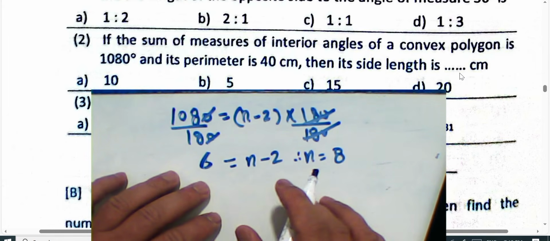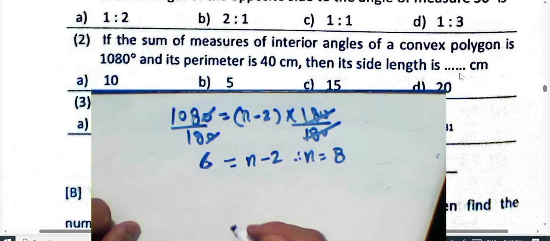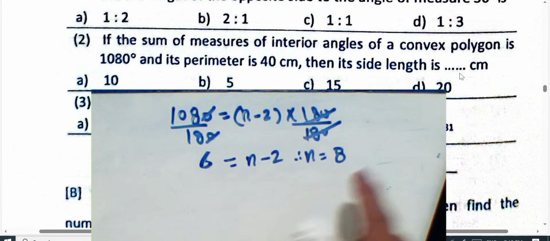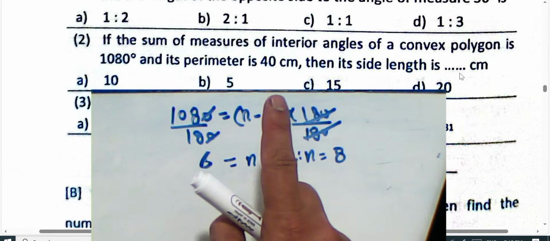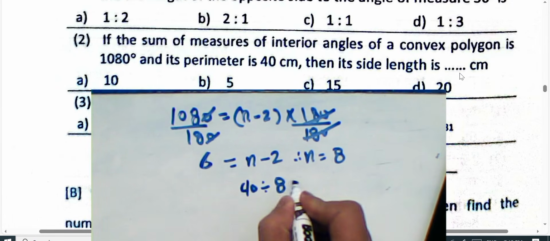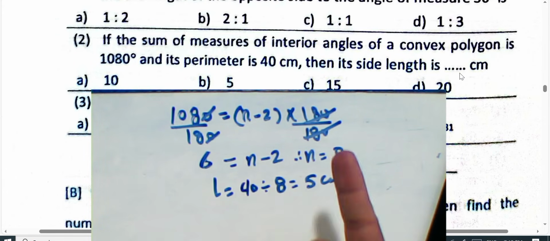Now we know the number of sides. He gave me the perimeter equal to 40. We can find the length of one side: 40 divided by 8, because we have 8 sides and the sum of the 8 sides equals 40. Then the length of each one will be 40 divided by 8, which equals 5 centimeters. The length of one side equals 5 centimeters, by dividing the perimeter by the number of sides in this polygon.